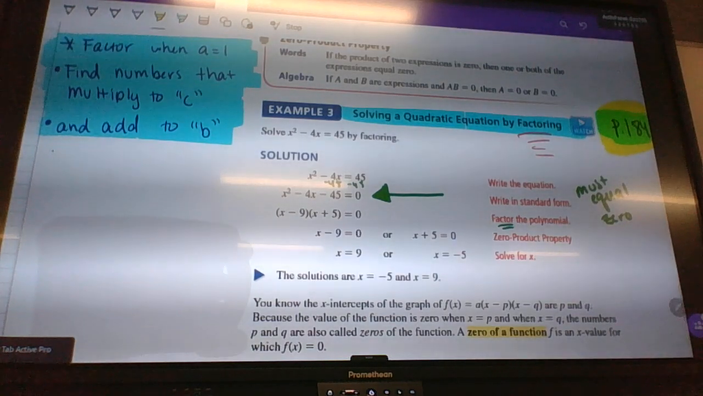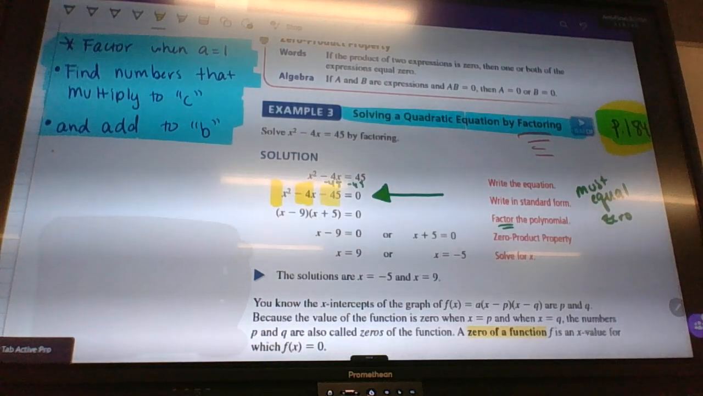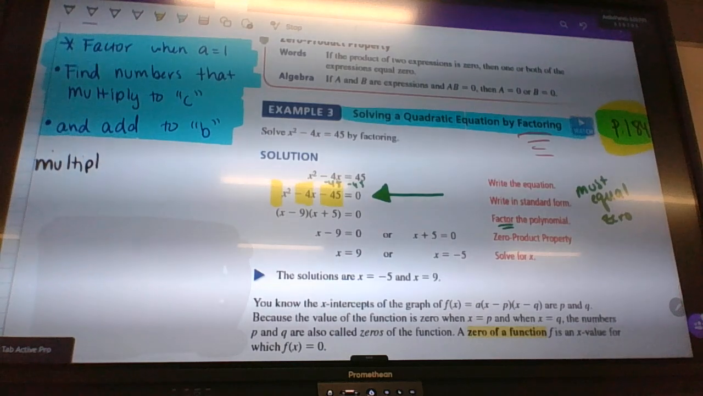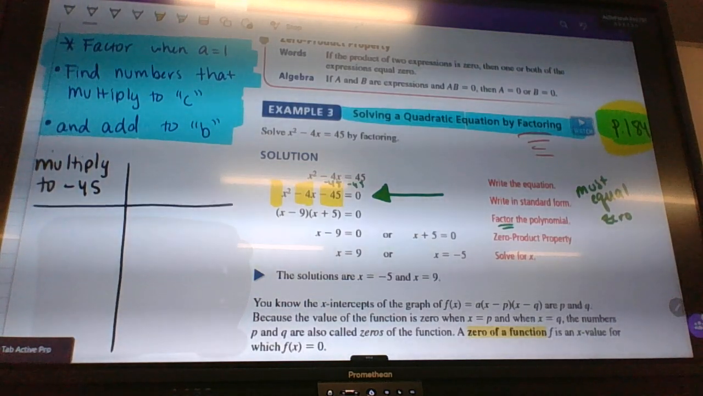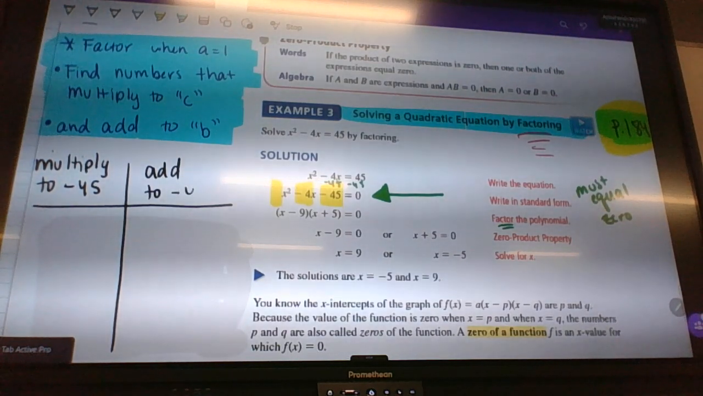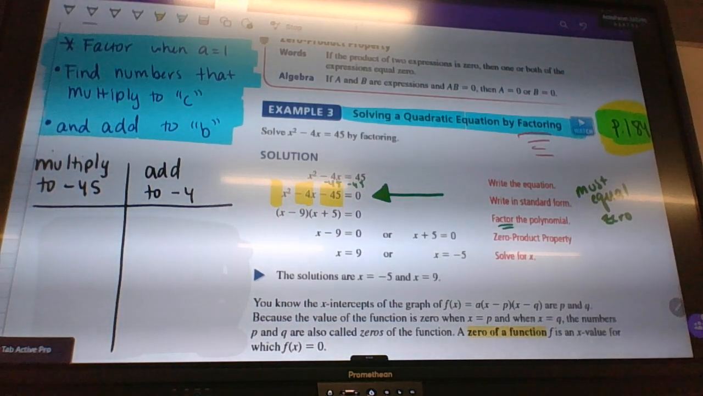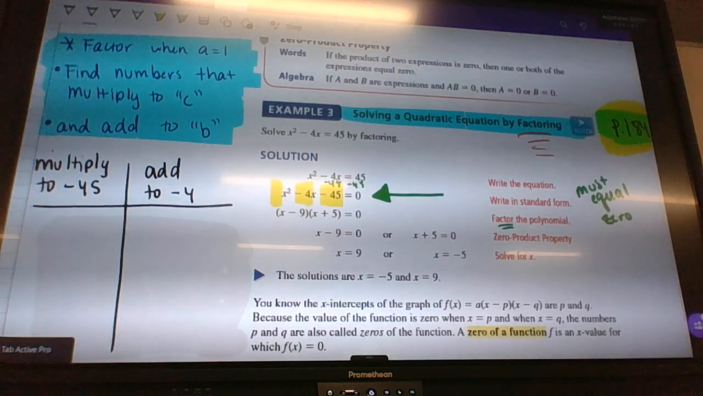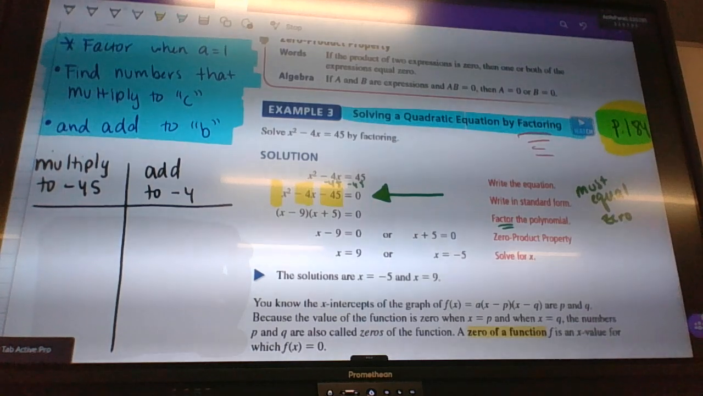So when I look at A being 1, B being negative 4, and C being negative 5, to factor, I like to use a little table. I find numbers that will multiply to negative 45 and will add to whatever's in the middle, negative 4. You want numbers that will multiply to the C value and add to the B value. So I'm going to stop and fill out my table and think about everything that multiplies to negative 45.